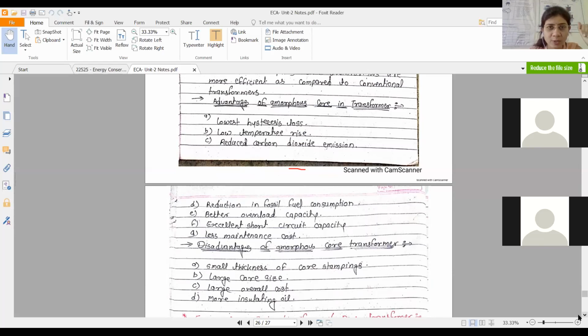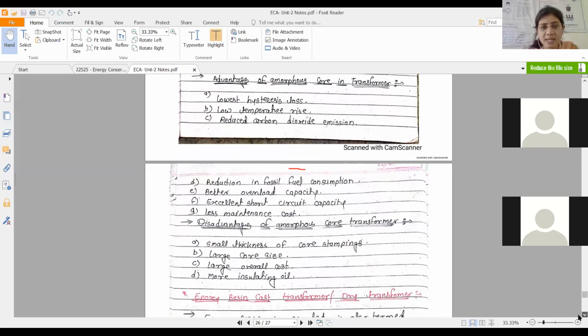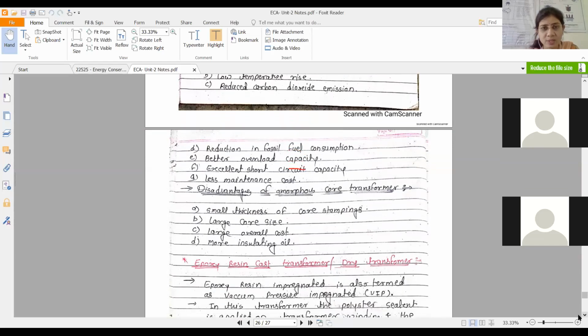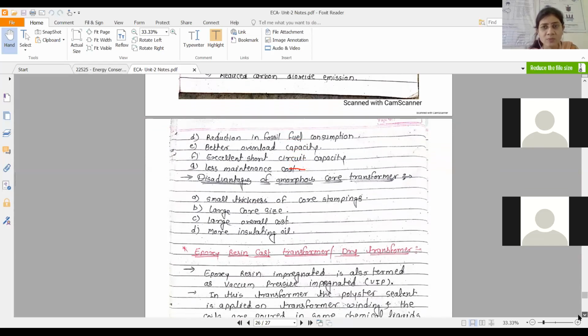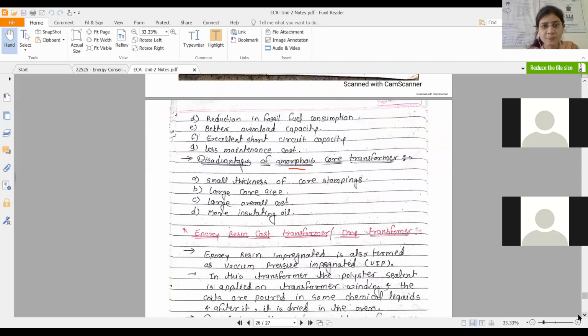So in the above points we discussed that it has the higher electrical resistance. Okay. So if there is the occurrence of a short circuit, it can withstand that higher current. Okay, so therefore we can say excellent short circuit capacity, and after that less maintenance cost. Okay, so these are the advantages of amorphous core transformer.